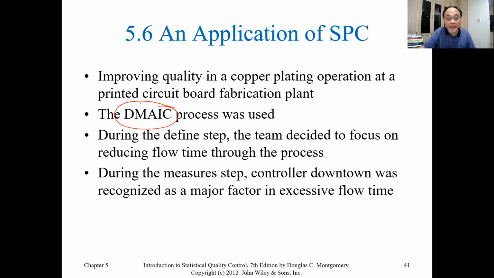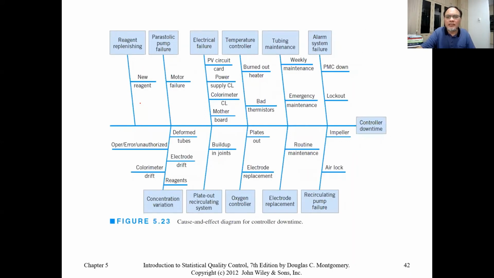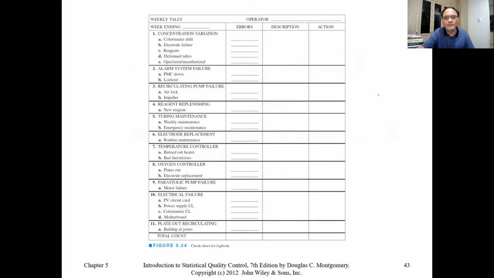So you want to define the step. The team decided to focus. It's a team effort. Remember, quality improvement is always a team effort. Okay, and you need data. And then during the measure step, controller downtime was recognized as a major factor in excessive flow time. So it's describing the application of that. And they actually used the cause and effect diagram to determine the possible causes of the problem, the controller downtime. So it's a very structured and very systematic way of thinking of trying to solve the problem.